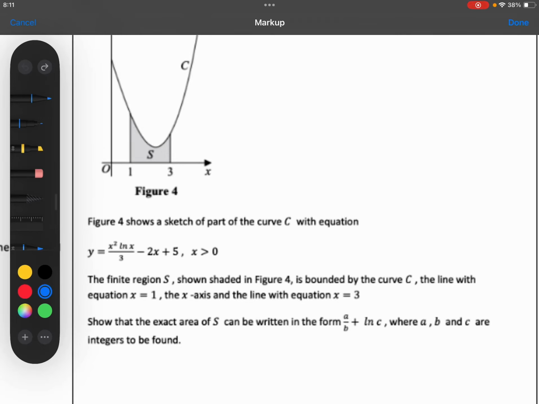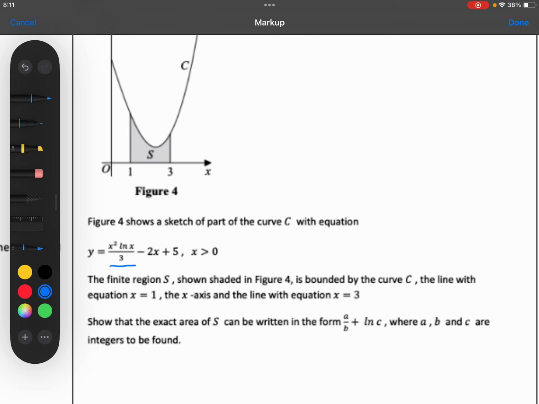Question 24, we're working out the shaded area S underneath the curve between the x-axis and the lines x equals 1 and x equals 3. So first thing I'm going to do is rewrite this first term because I don't like the 3 on the denominator there.